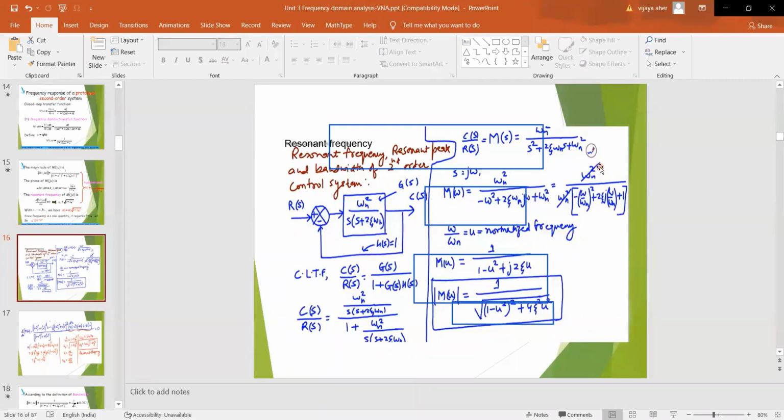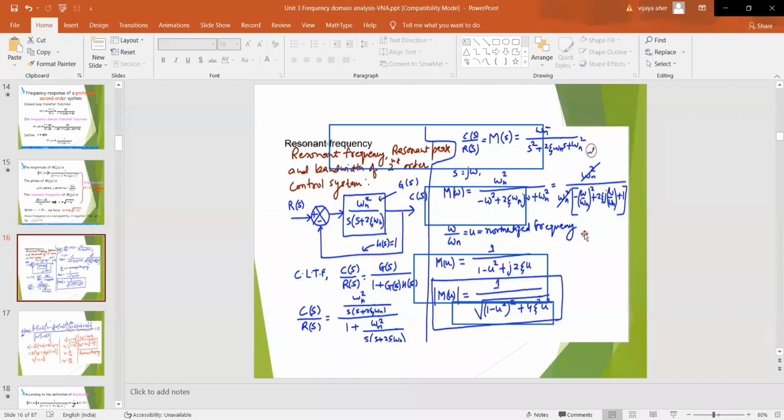Now cancel out the omega n square in the numerator and the omega n square in the numerator. So what you will get is 1 divided by this term. Now just put omega divided by omega n equal to u. This u is nothing but the normalized frequency.